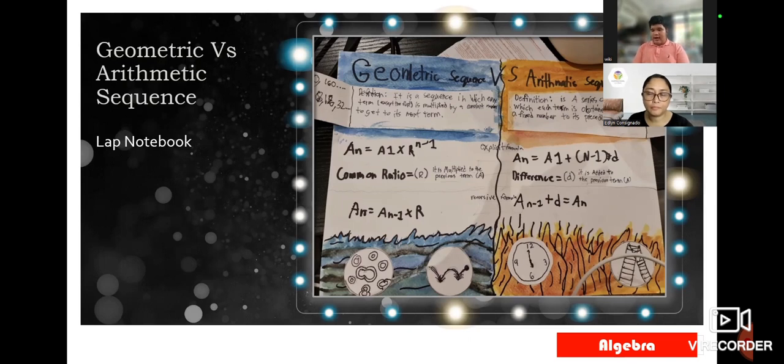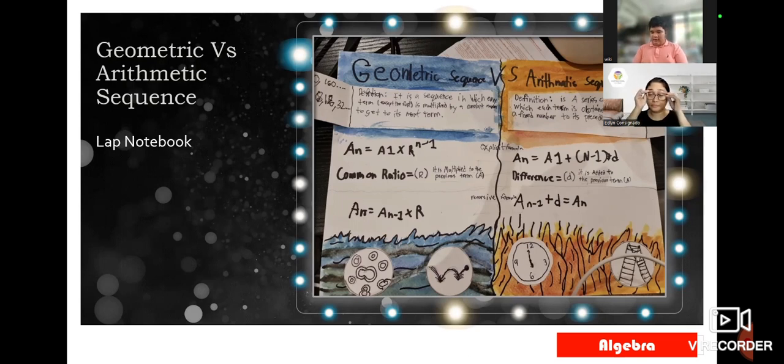Examples of a geometric sequence are self-dividing cells. As you might know, cells divide into two, then two of those cells divide into four, and then it gets more and more and more. Another one is a bouncing ball, because once you drop it from a specific height, it decreases by a specific amount. Like if I drop a ball from 1 foot, and every bounce it decreases by half a foot. So that's how it kind of works.